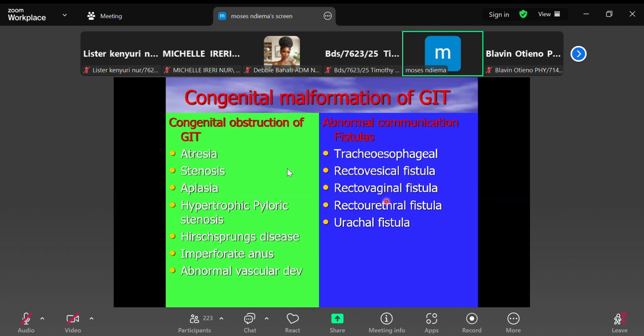Urachal fistula is where we have a connection of the urinary bladder all the way to the umbilical area. I said that is where you have the allantois, connection to the allantois. So that one will be connecting to the urinary bladder, but possibly that is more reproductive, urinary than digestive.